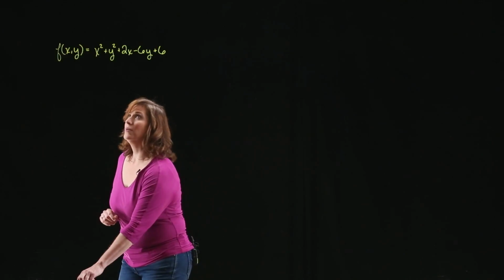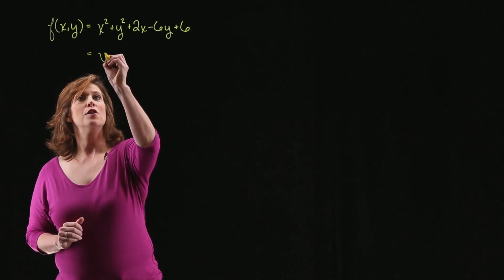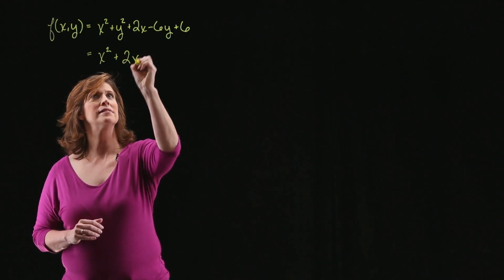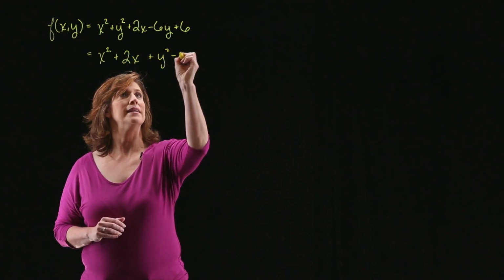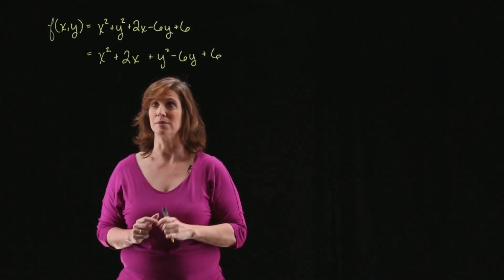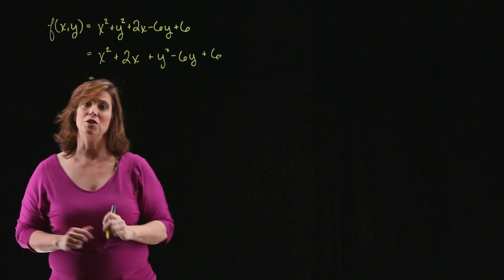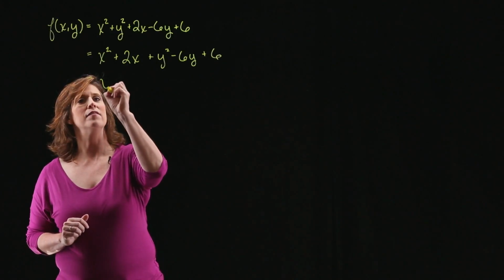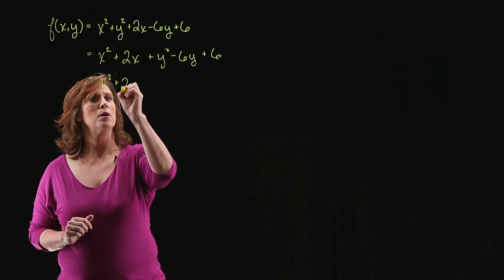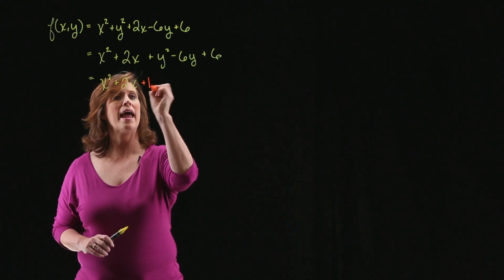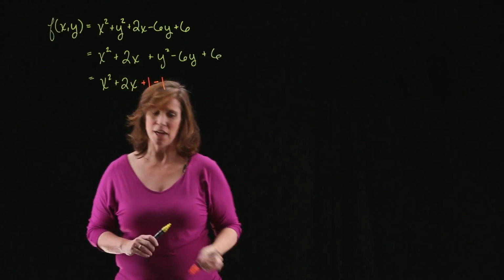Well, what I'm going to do is complete the square to help me get it into a standard form. So first thing, I will group my x terms together. So this will be x squared plus 2x, then y squared minus 6y plus 6. Notice I've grouped the x terms together and the y terms together. The next thing I'm going to do is add and subtract the same value to this side of the equation. So I'm going to have x squared plus 2x, and I'm going to add 1 and subtract 1. That way I haven't changed anything.